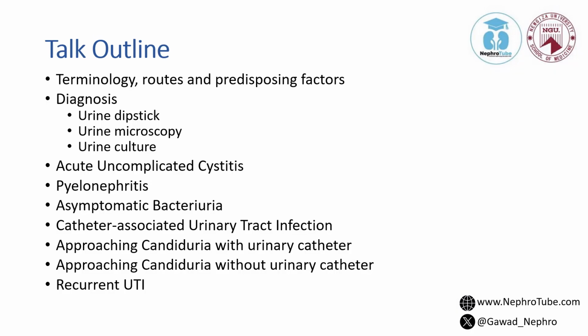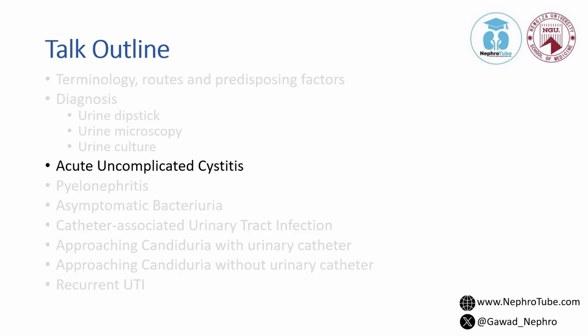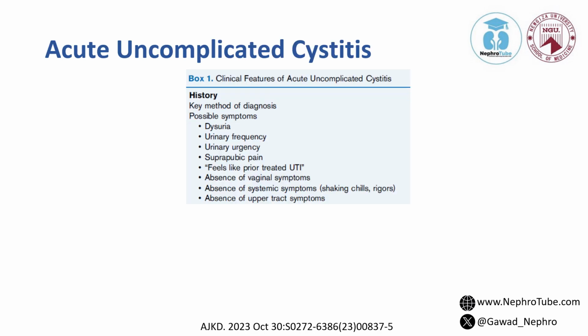So after the diagnosis of urinary tract infection, let's take different presentations of urinary tract infection and talk about each category separately. Let's start with acute uncomplicated cystitis. We mentioned that this is a urinary tract infection of the bladder in a patient whose immunity is good and there is no abnormality in the urinary tract.